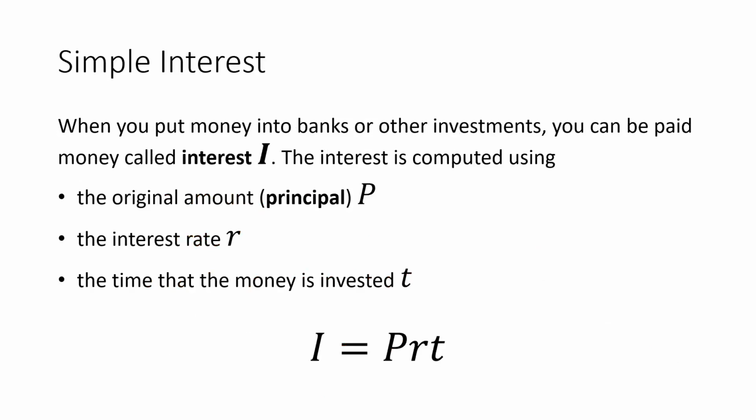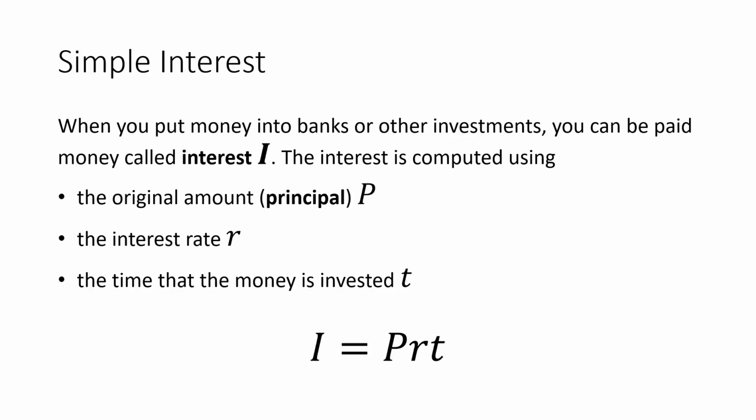The next thing we care about really is interest. So we're going to be looking at this simple interest formula. When you put money into banks, of course, you can be paid money. We call that interest. The interest is computed using the original amount that you put in, called the principal, and we usually use a capital P to represent that. The interest rate, R, and the time that the money is invested, T. And we get this formula. The interest is equal to the principal times the rate times the time. Simple interest. I is equal to PRT.